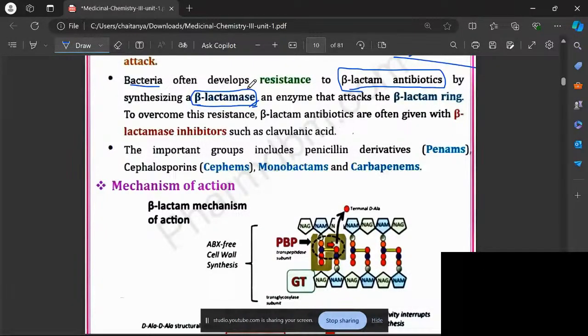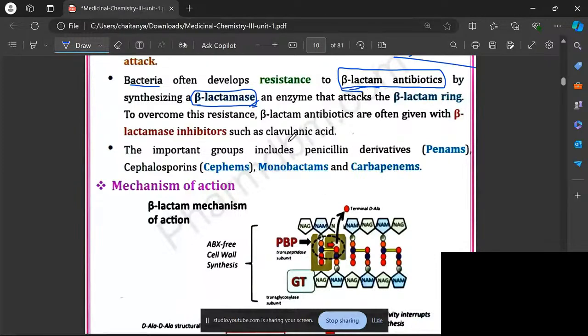It will be more interesting to study the plasmid DNA and how resistance is generated towards these antibiotics. In earlier days there were sulfur drugs, sulfonamides, but nowadays these are not used because their action has decreased due to the resistance power of bacteria.